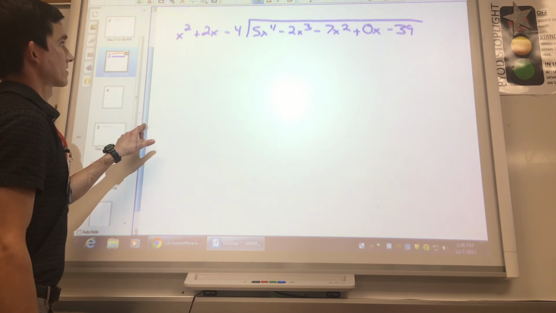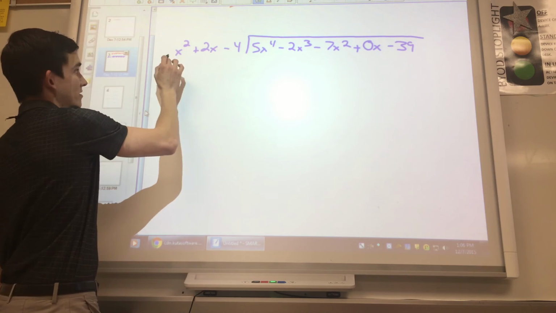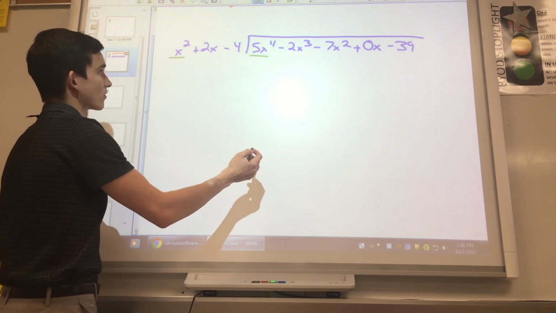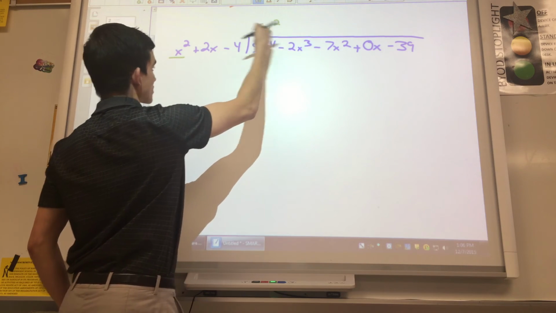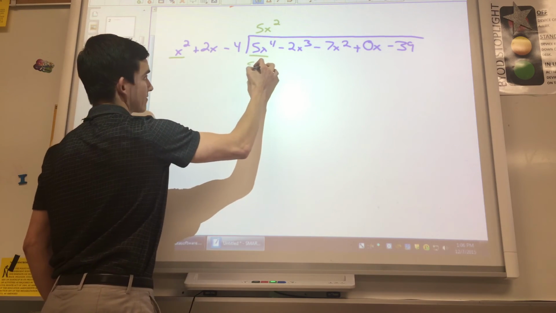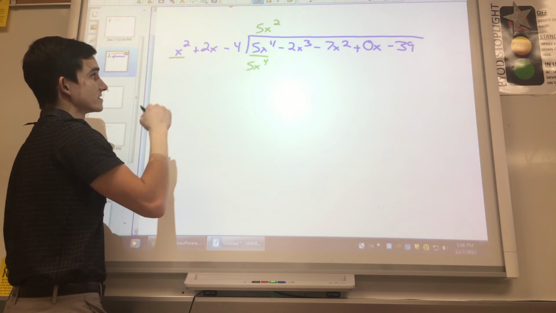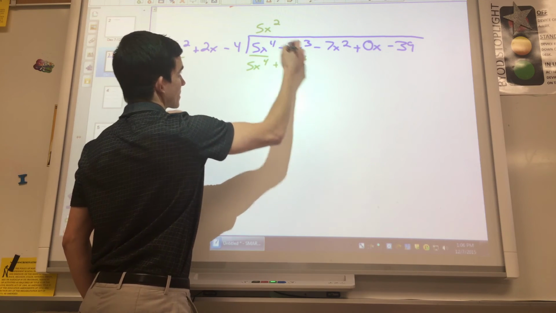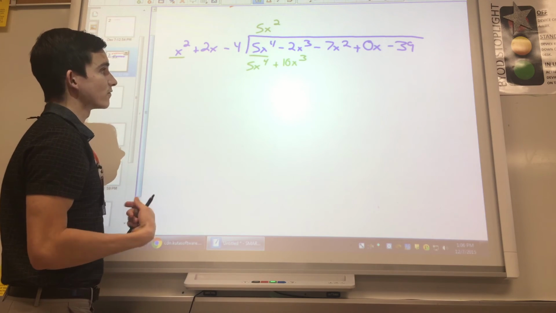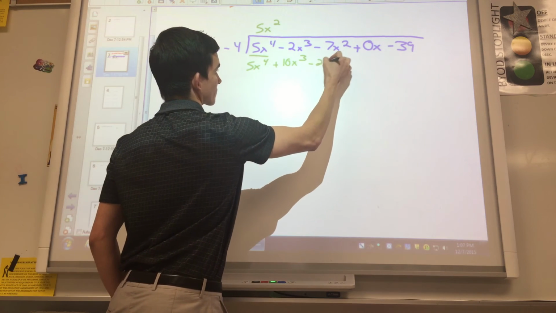Okay, here we go. Starting off, what do I need to multiply x squared by to get 5x to the 4th? That's going to be 5x squared. 5x squared times x squared is 5x to the 4th. 5x squared times 2x is 10x cubed. 5x squared times negative 4 is negative 20x squared.